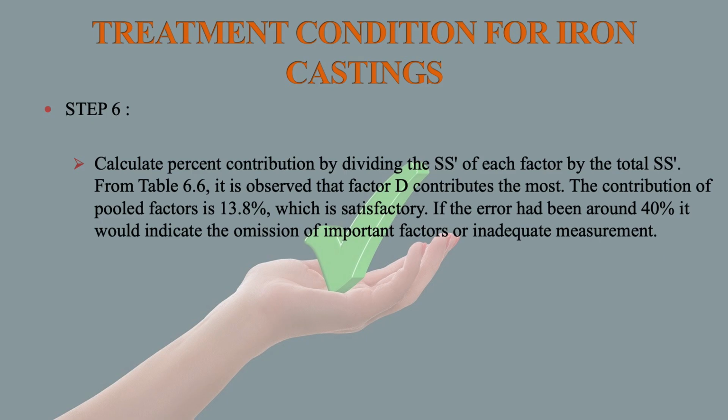In step 6, we calculate percent contributions by dividing the SS dash of each factor by the total SS dash. From table 6.6, it is observed that factor D contributes the most. The contribution of pooled factors is 13.8%, which is satisfactory. If the error had been around 40%, it would indicate the omission of important factors or inadequate measurements.